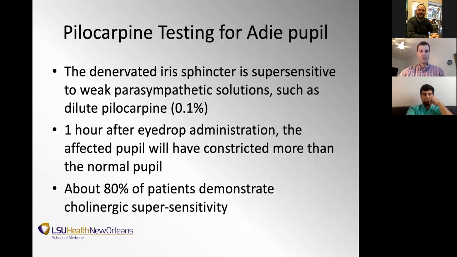So the test for AD is pilocarpine. The mechanism behind this is that in AD pupil, you get a denervated iris sphincter that's highly sensitive to a very weak parasympathetic solution, such as dilute pilocarpine, 0.1%. So you instill the eye drop, and then you wait an hour, and the affected pupil will have constricted more than the normal pupil. About 80% of patients will demonstrate this kind of supersensitivity response.